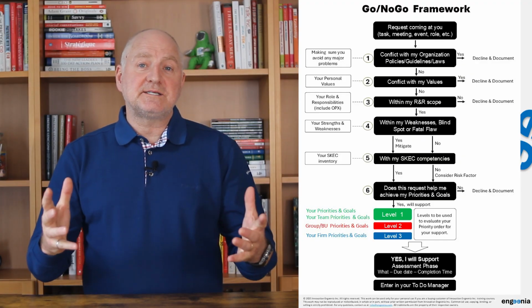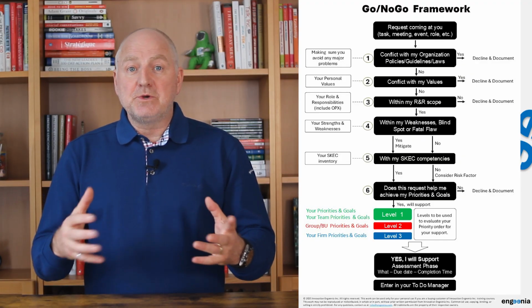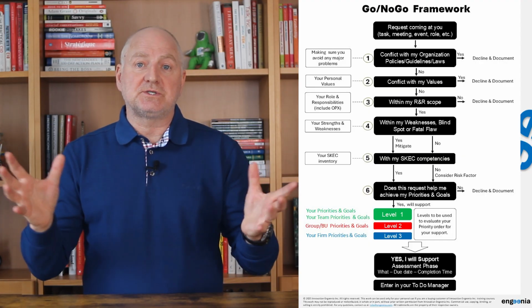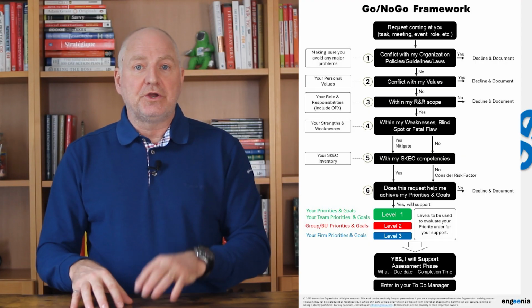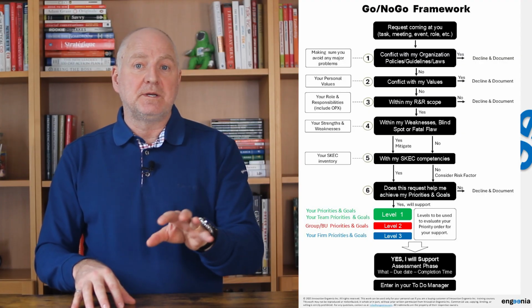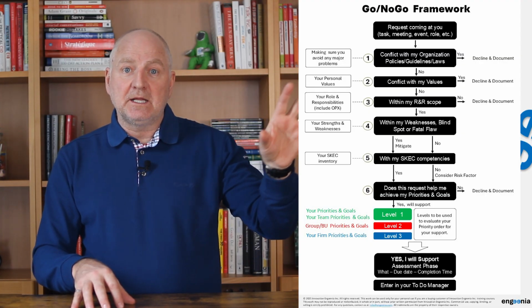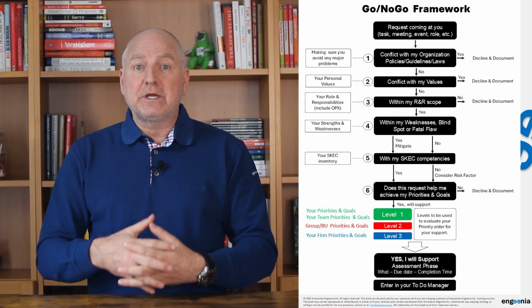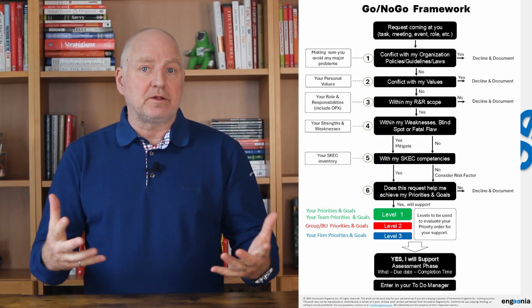The final lens, number 6, is to check if the requests help you, your team, your group, or the whole organization to reach their priorities and goals. You can leverage the 6 lens form that we got at the beginning to get clarity on all of them. With that in your hand, you can now decide if you support or not.